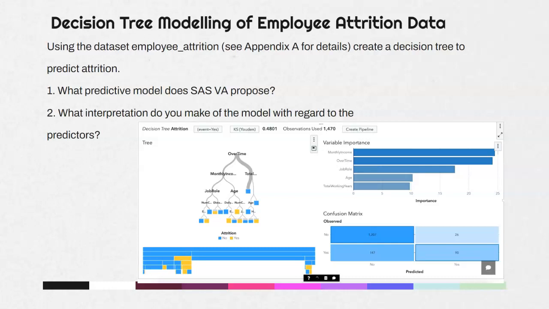In the variable importance, at the top right, we can see that monthly income was considered the most important, and then overtime, and then job role, age, and total working years. In the tree, we can see that overtime is at the very top. And in the confusion matrix, we can see what was observed and what was predicted, and the numbers that correlate with those observations.